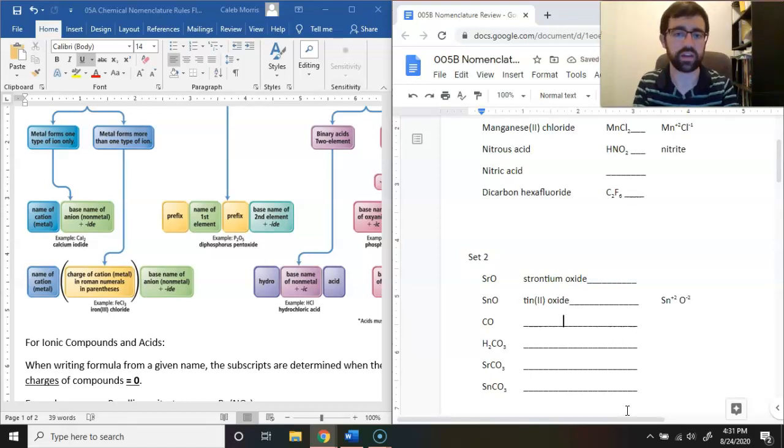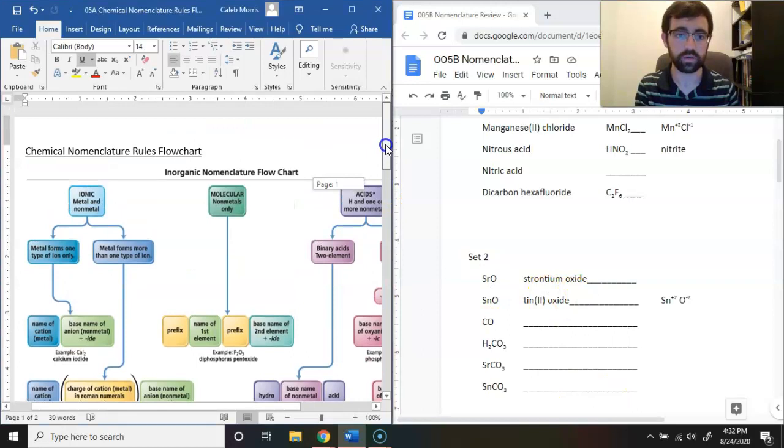All right, here's another one, CO. Well, I've got to decide, what type of compound is this? Well, I've got 2 nonmetals. Carbon's a nonmetal, oxygen's a nonmetal. So I need to follow my naming rules for covalent compounds. That's the one in the middle. For molecular compounds, we're going to do prefix, name of the first element, prefix, the base name of the second element, ending in "ide," just like we've been doing with ionic compounds.